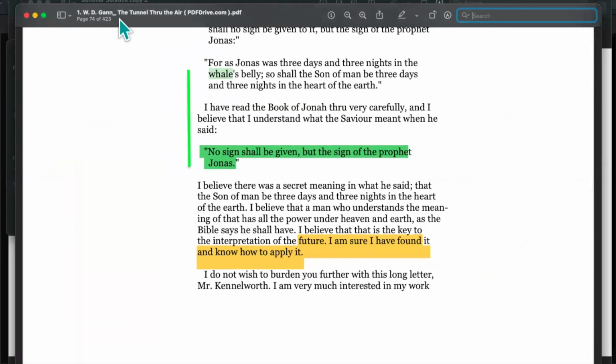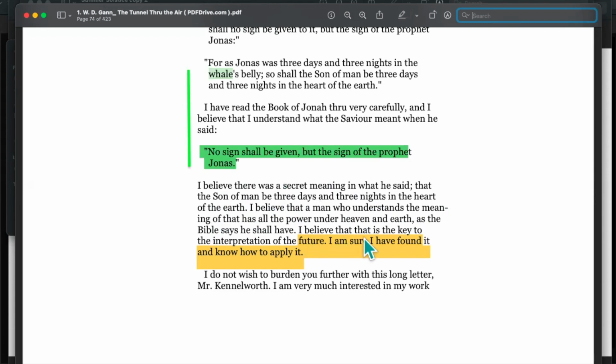Now if you look through the text there, in one of the sentences specifically related to Jonas, it says, "For as Jonah was 3 days and 3 nights in the whale's belly, so shall the Son of Man be 3 days and 3 nights in the heart of the earth." So indirectly, somewhere it talks about that part, and further it says, "No sign shall be given but the sign of the prophet Jonas." I believe there was a secret meaning in what he said, that the Son of Man be 3 days and 3 nights in the heart of the earth. I believe that a man who understands the meaning of that has all the power under heaven and earth, as the Bible says he shall have.